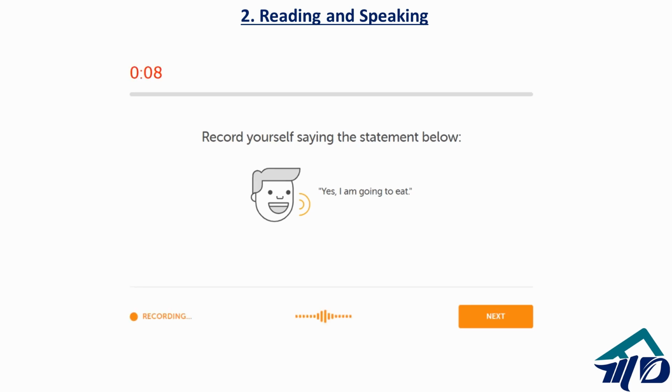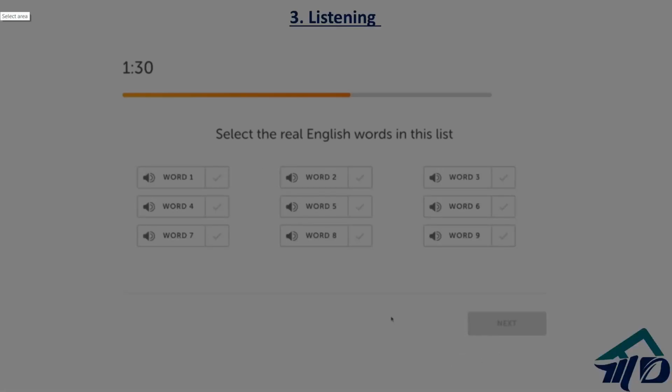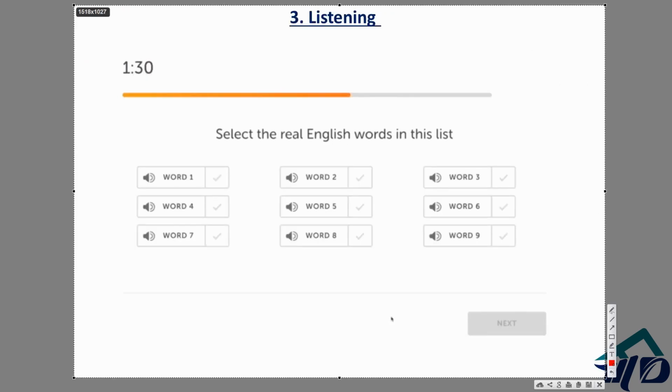So when you click on record now, you will get a pop-up like this. Okay, your voice would be getting recorded, and once you are done, just click on next. Okay, the third activity is select the real English words. You will get words like this. You would have 90 seconds. You have to click on this icon, listen to the word, and select whether it is correct or not.